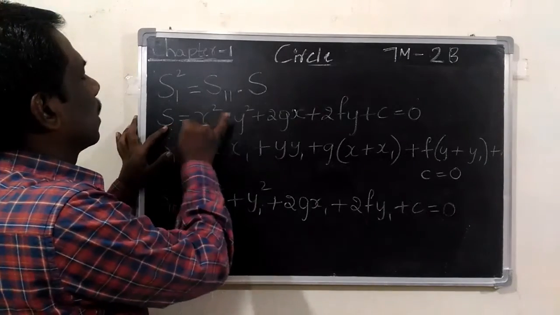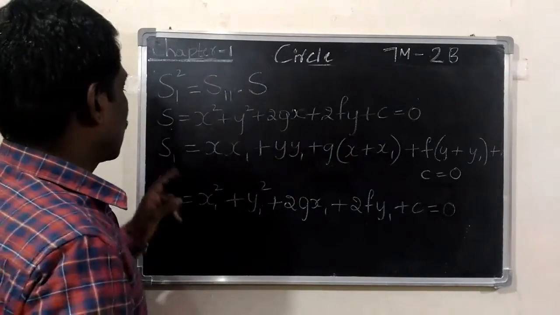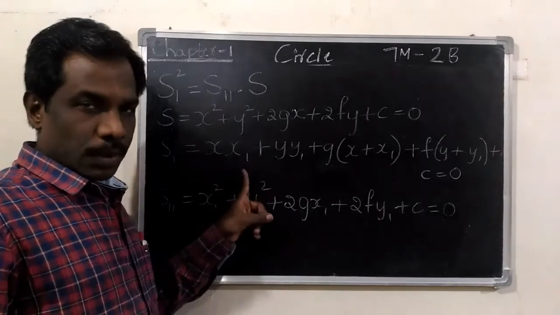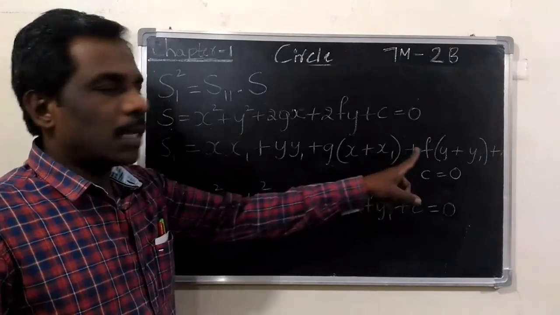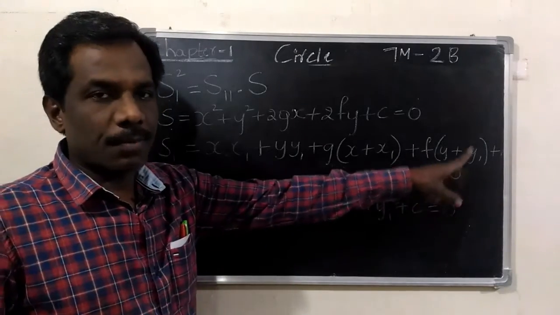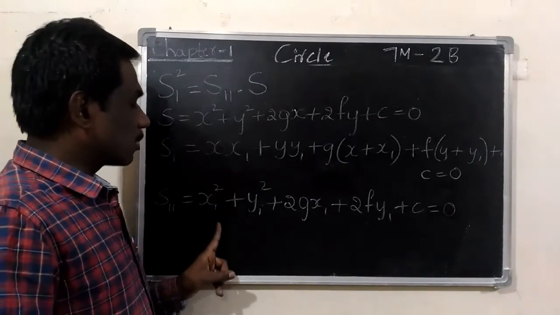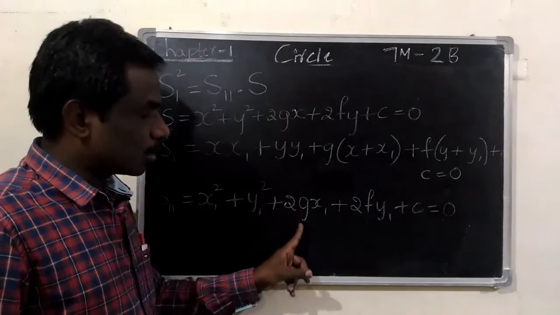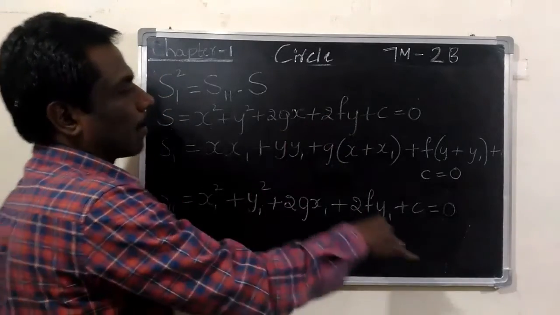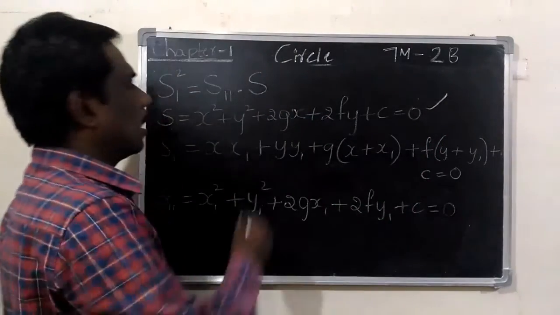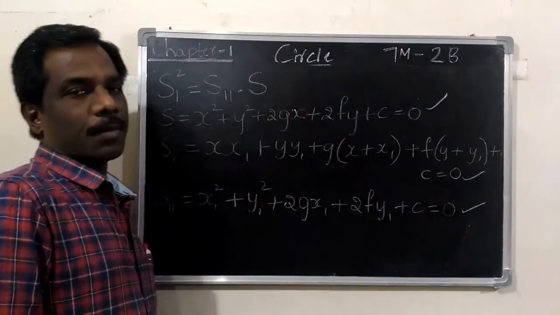So here S is x square plus y square plus 2gx plus 2fy plus c equal to 0. And S1 is x x1 plus y y1 plus g into (x plus x1) plus f into (y plus y1) plus c equal to 0. And S11 is x1 square plus y1 square plus 2g x1 plus 2f y1 plus c equal to 0. These three are the formulas. This one is S, this is the S1 formula, and this is the S11 formula.